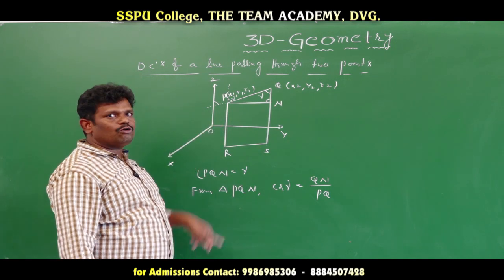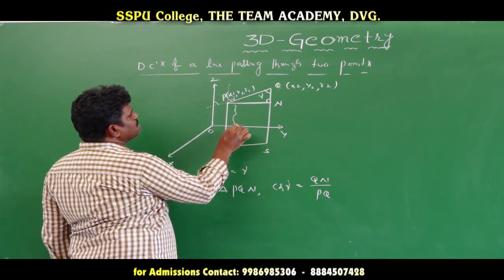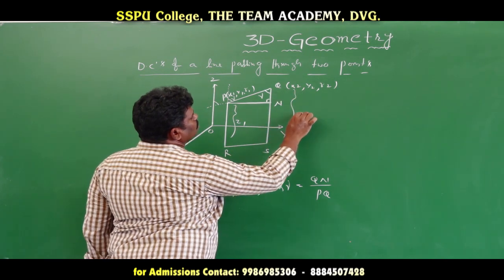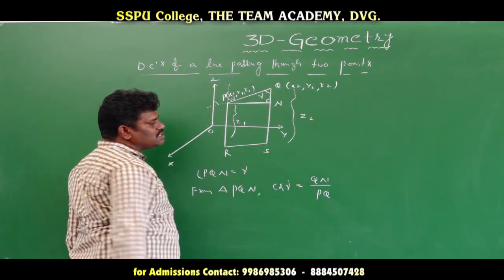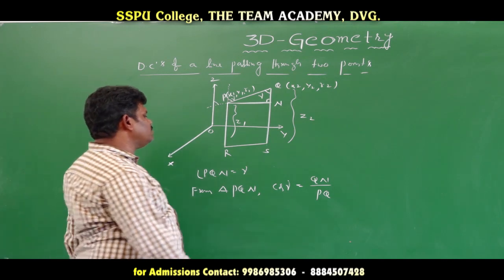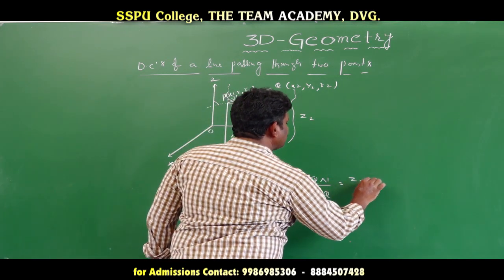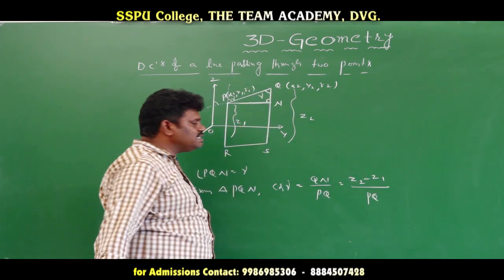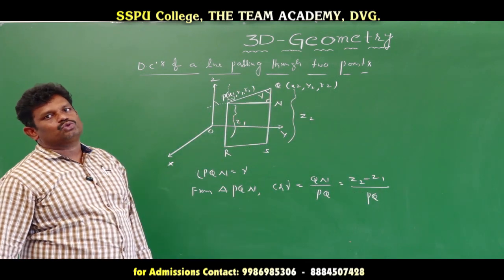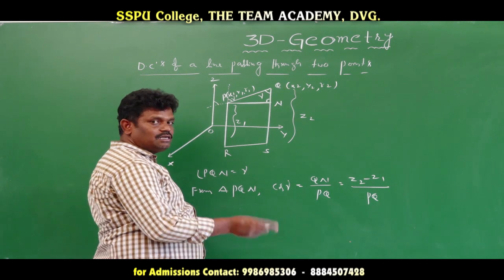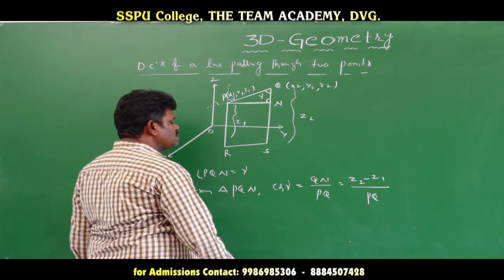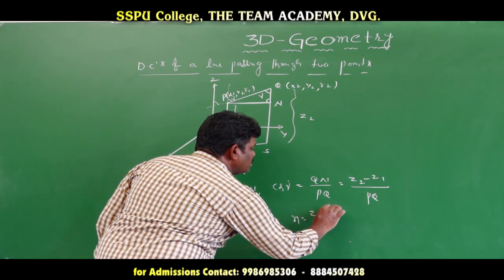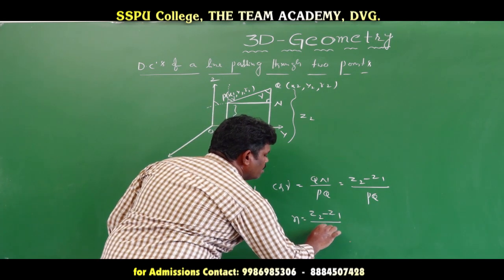QS is parallel to PR. Now what is the PR length? Z1. So this total length is Z1, and this total length is Z2. Now this distance is Z2 minus Z1. So cos gamma is equal to Z2 minus Z1 by PQ. Cos gamma we generally represent as the direction cosine N. So N is equal to Z2 minus Z1 by PQ.